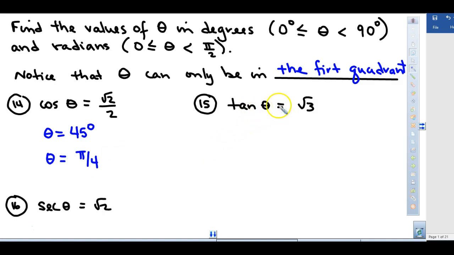Here, for tangent of theta, and this is why you really need to know that first quadrant of your unit circle very well, okay? Then you need to know that when tangent is a positive or a negative square root of 3, then that would be your 60-degree angle in degrees, or in radians, it would be pi over 3.